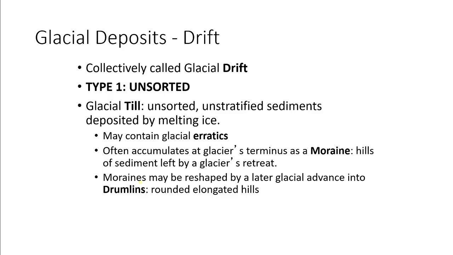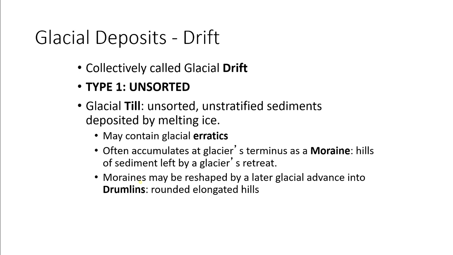So glacial deposits are what we often call glacial drift. The key to it is it's unsorted. So glacial till is a bunch of material that's not sorted by type or grain size. It's unstratified. It's just junk that the ice left. It may contain glacial erratics. Wonderful word. Erratic being if you act strangely, we call it erratic behavior.